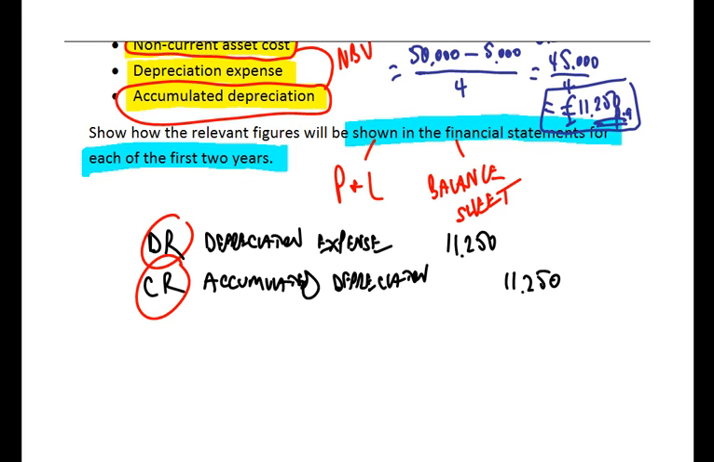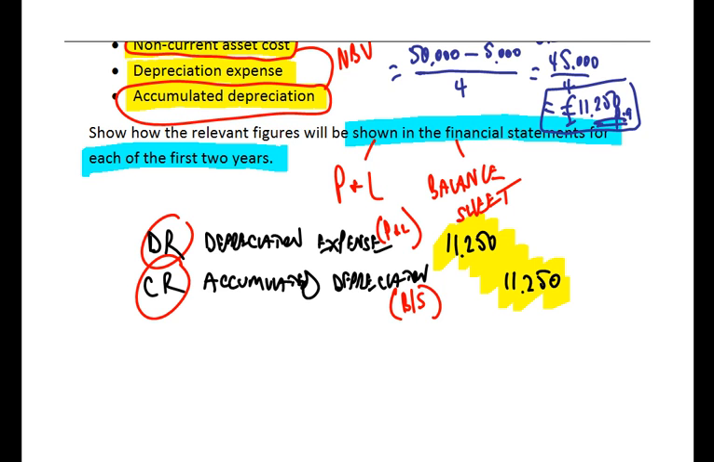So what you can imagine is that the expense is going to hit the P&L. That's what's reducing my profit for the period, hence a debit balance, whereas the accumulated depreciation account is going to impact on the balance sheet. That's going to be reducing the cost to give us our net book value. So that's the double entry we'll be posting, and because it's straight line depreciation, we'd be posting the same double entry each year.